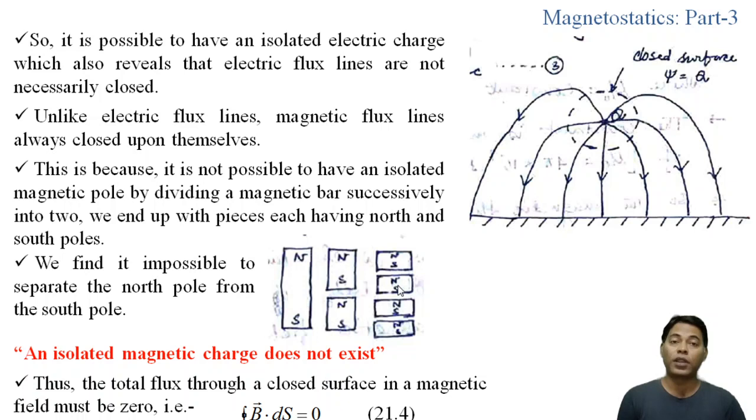So if the isolated magnetic charge does not exist, then the total flux through a closed surface will be equal to 0. That is written in equation 21.4. That is, the closed surface integral of B dot ds equals 0. Now from this expression we are going to derive Maxwell's equation. Before that, we are going to discuss this expression in two or three lines.